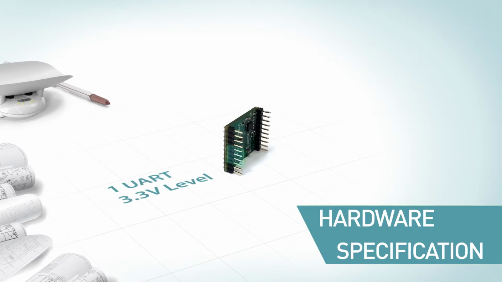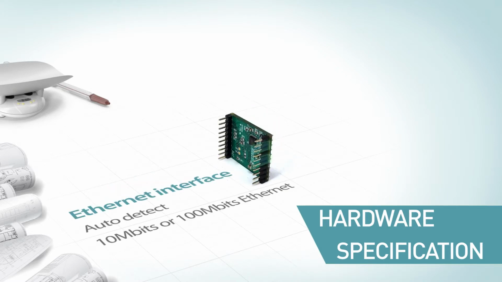CSE-M53N is equipped with one UART port. It has an Ethernet interface that adopts the RJ45 standard, and it can automatically detect 10 megabit or 100 megabit Ethernet and connect itself. It also automatically senses one-to-one cable or crossover cable.